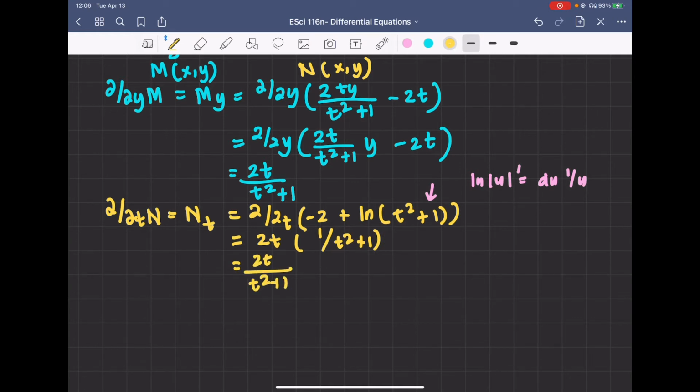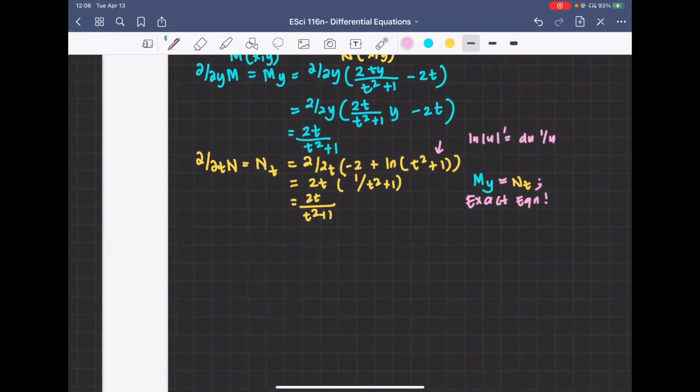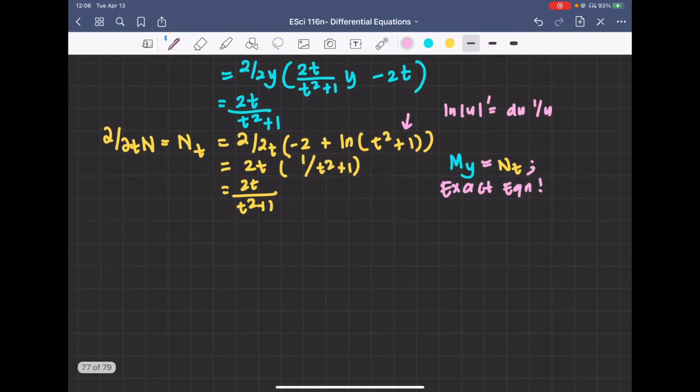Therefore, our partial derivative of M with respect to y is equal to our partial derivative of N with respect to t. Therefore, this is an exact equation, and we can proceed. So you guys already know the drill.